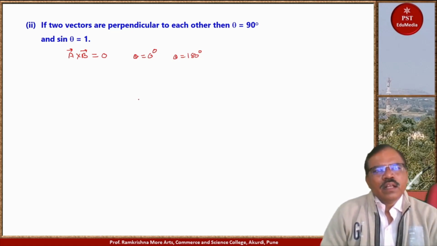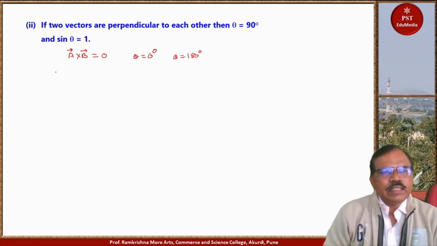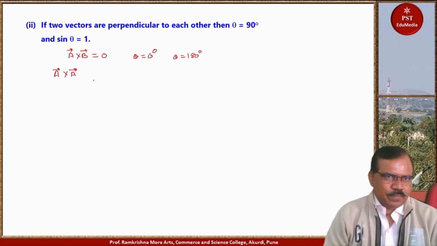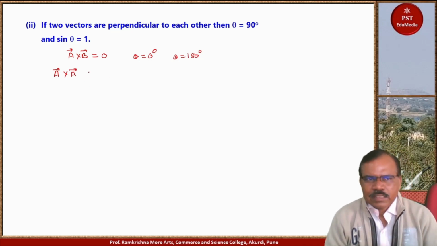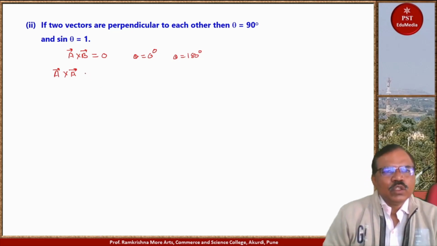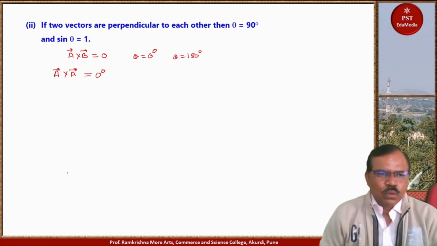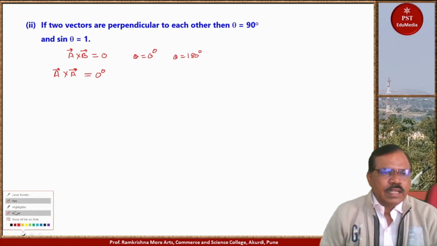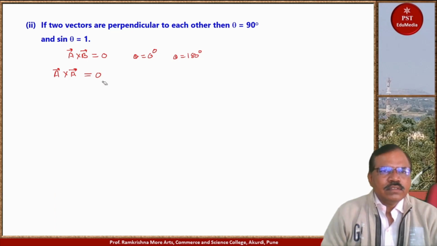Okay. So what happens here? Suppose we take A cross A. A cross A means both are same vectors. So they are parallel to each other. So angle between them is 0 degree. So you will get here 0, not 0 degree, 0. You will get here 0.